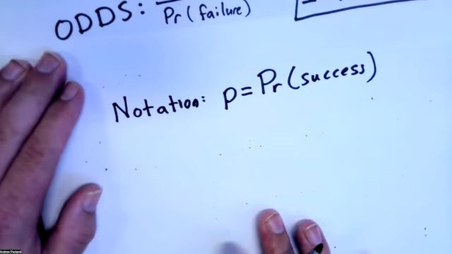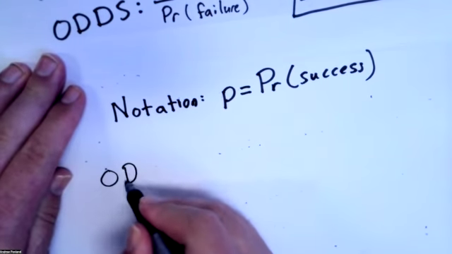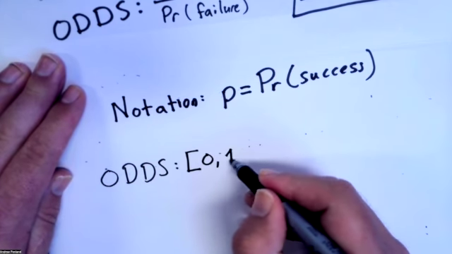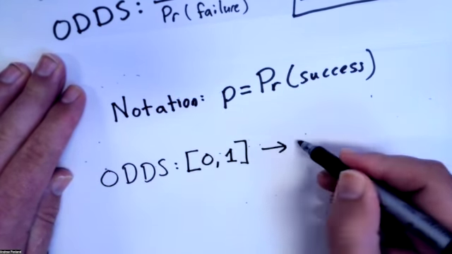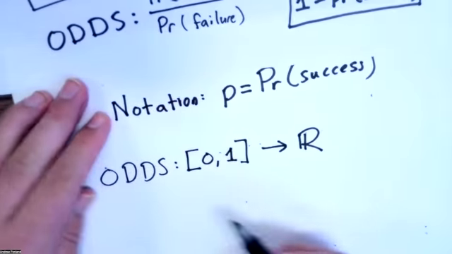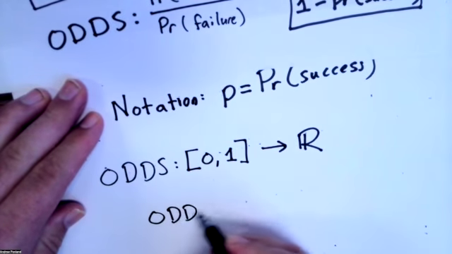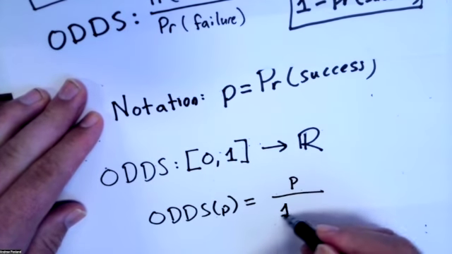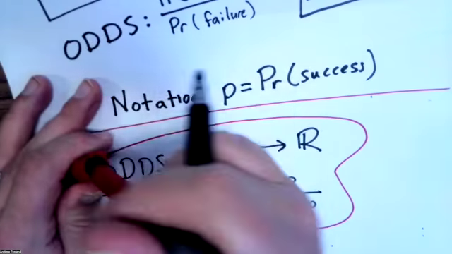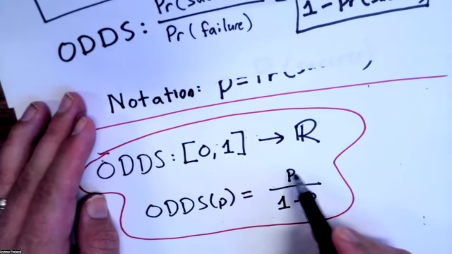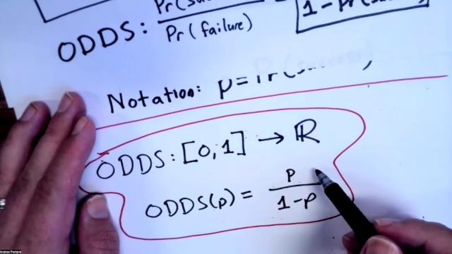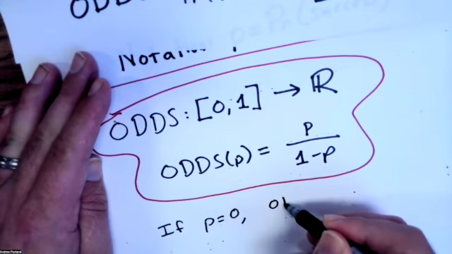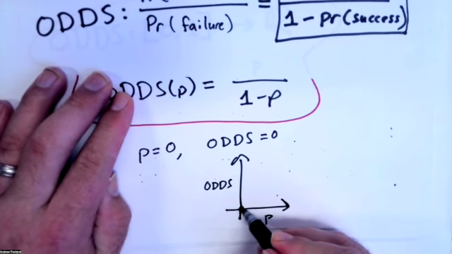And so what I have now is a function, odds, which takes in a probability of success, which can be from 0 to 1, and puts out a real number. This is given by odds of P is equal to P over 1 minus P. This could be as low as 0, but approaching infinity: if P is close to 1, then the denominator would be close to 0, right? If P is 0, what would the odds be? It's 0.